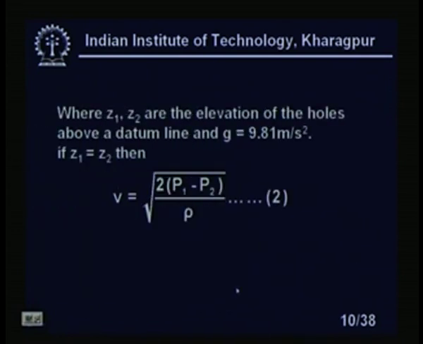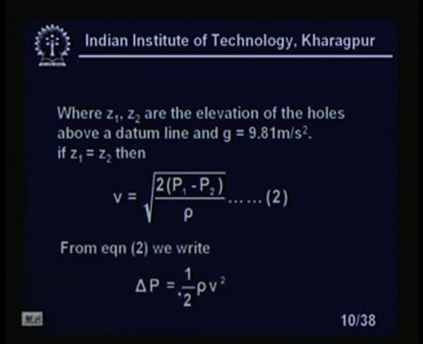Here Z1 and Z2 are the elevations of the holes above the datum line, and G is the acceleration due to gravity, which is 9.81 meter per second square. If Z1 equals Z2, then we can simply write V equals root over 2 (P1 minus P2) by rho. This is equation number 2. Now, whether rho varies, let us look at that.